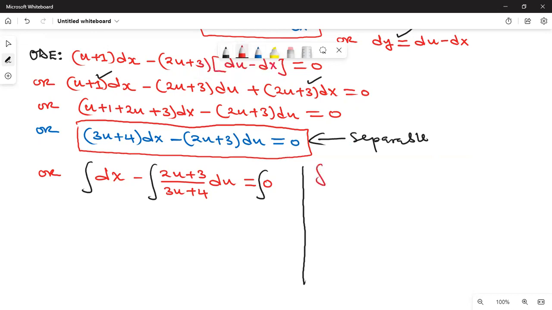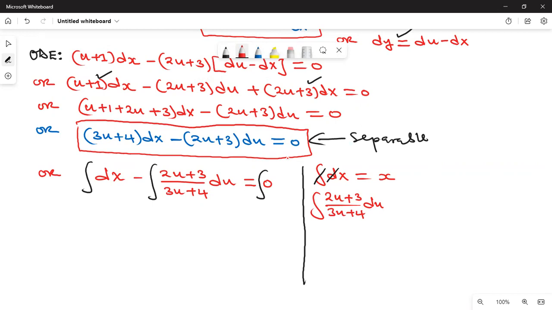The integral of dx is the same as x. It's just like integrating 1 with respect to x. Or simply, you see integral and derivative are inverses of each other. So when you cancel those, you remain with x. Now, the other one, the integral of (2u + 3) over (3u + 4) du. Now, what do we do here?